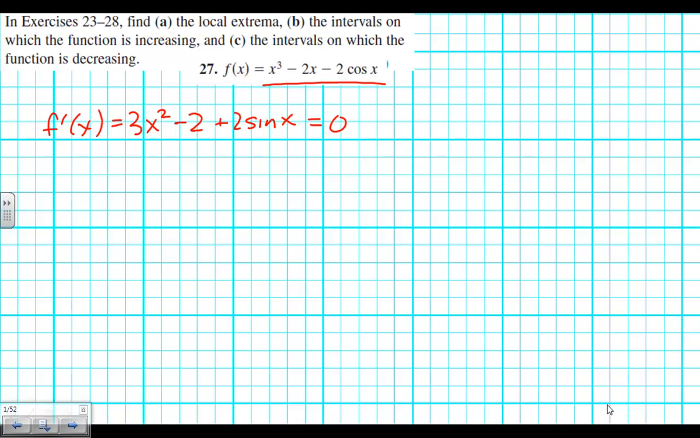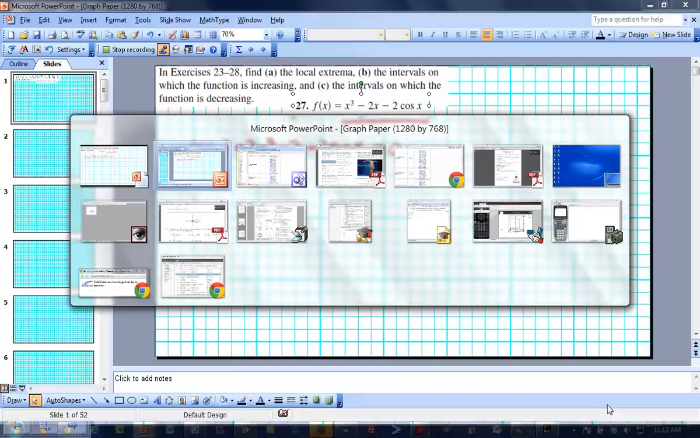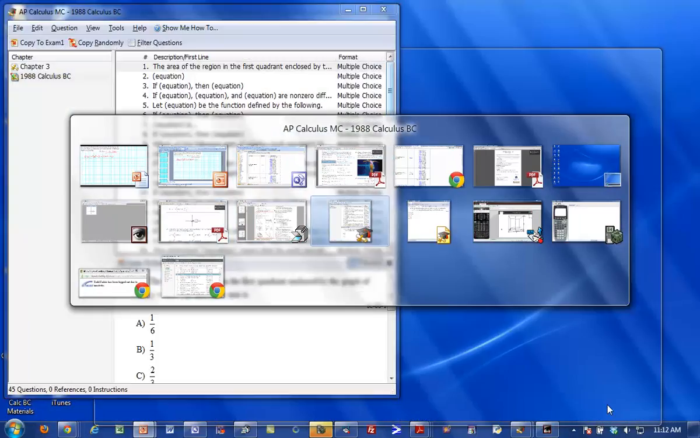And now, here's the difficulty. You can't solve that symbolically. You cannot find out where the derivative is equal to 0 symbolically. But that's great because we're allowing you to use the appropriate tool. Finally. And the appropriate tool is our calculator.